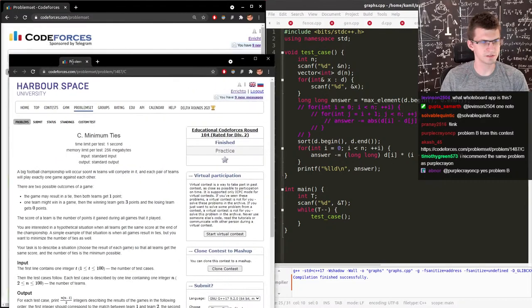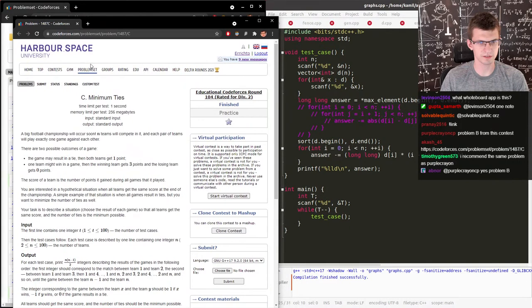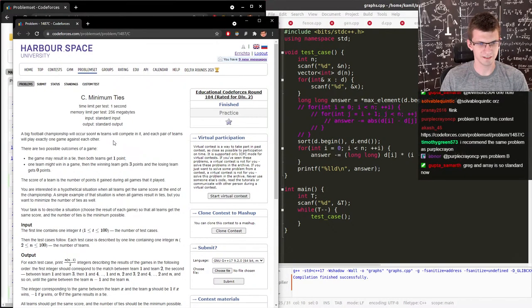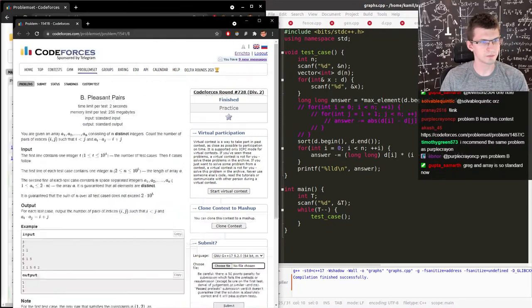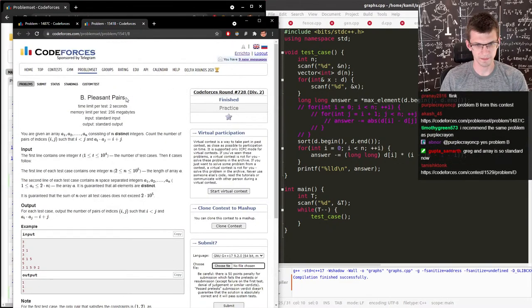Akash suggests this one, minimum ties, some kind of football championship. I can do that. Or pleasant pairs. I cannot read. This one is for sure easy and the statement is quite short. So I will start from this one.